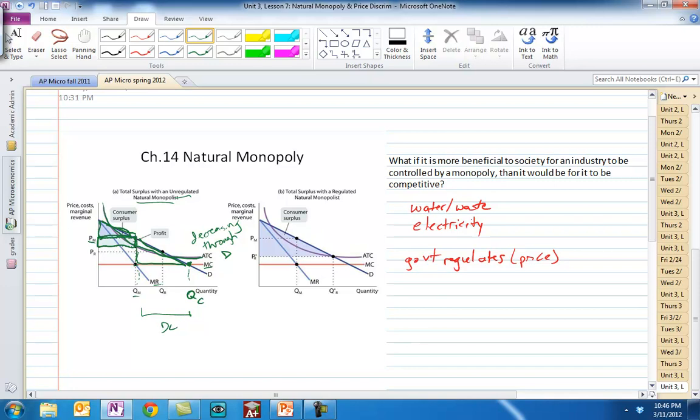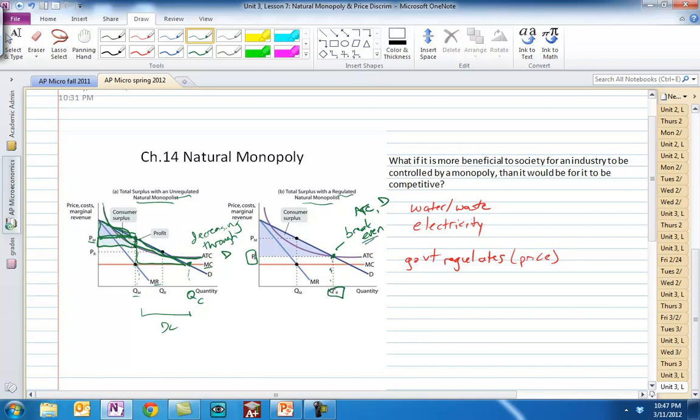And what they'll typically do to regulate, or what you most often see in textbooks anyway, but it's more complicated in real life, is that they will regulate them by saying you can charge the break-even price. Remember that the break-even price on these monopoly graphs is where ATC crosses the demand curve. So if they charge that break-even price, here's the regulated price, and here's the quantity that will be sold.